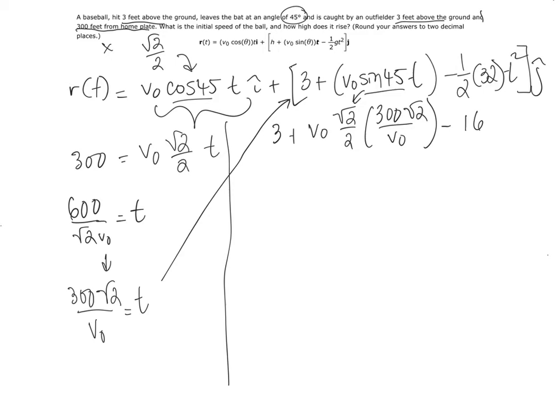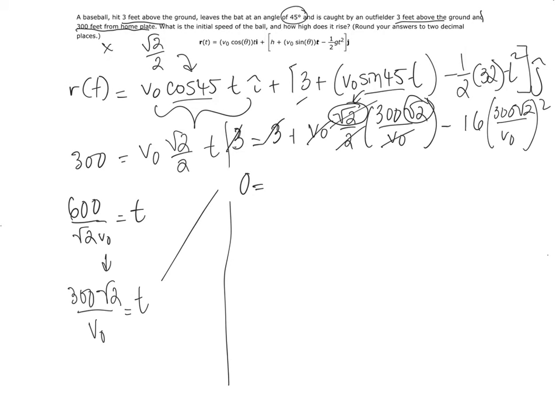Also the time, I'm going to plug in the time from the i component here. 300 root 2 over v naught squared. And then the j component is going to be equal to 3, since the final height is 3. So the 3 and the 3 here cancel out, giving you 0 equal. The v naught also cancels out right here and right here. And then root 2 multiply root 2 equal 2, and the 2 cancels out at the bottom.